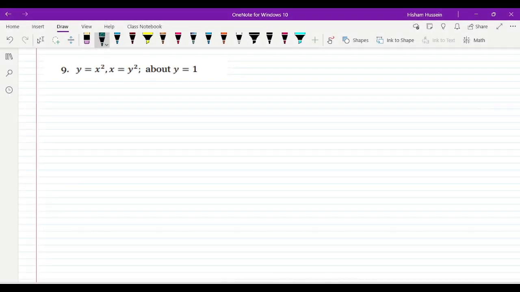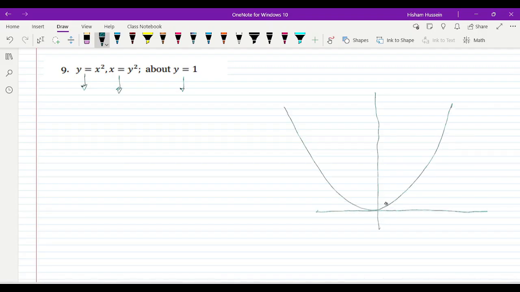Find the volume resulting from rotating the area between y equals x squared and x equals y squared about the line y equals 1. Here this is y equals x squared, and this is x equals y squared. About the line y equals 1, here this line y equals 1 is a line passing through the intersection point between the two curves, y equals x squared and x equals y squared.